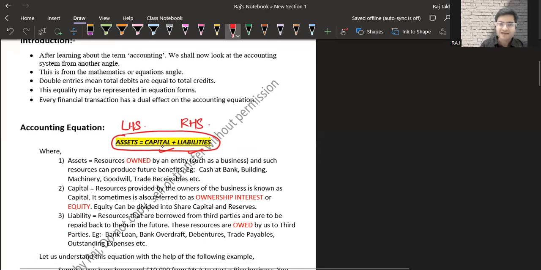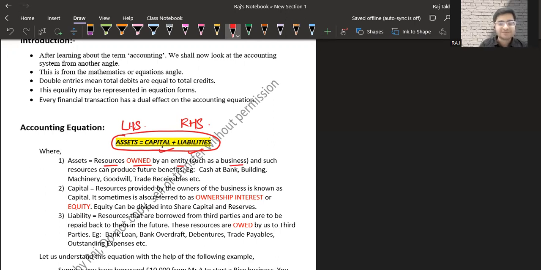assets. Now, as discussed, assets are those resources that are owned by an entity. By an entity, we mean business. An entity can have various different kinds of resources. Those resources can be tangible, like building, machinery, plant, land, or it can be intangible, like goodwill, copyright, trademarks, patents, etc. So, all those resources that a business particularly owns are known as assets.